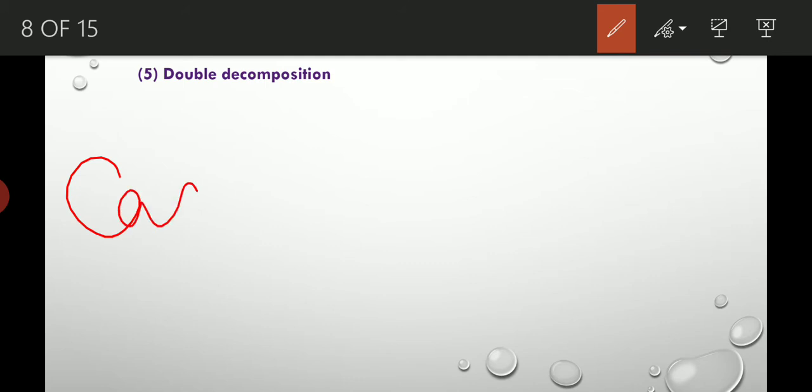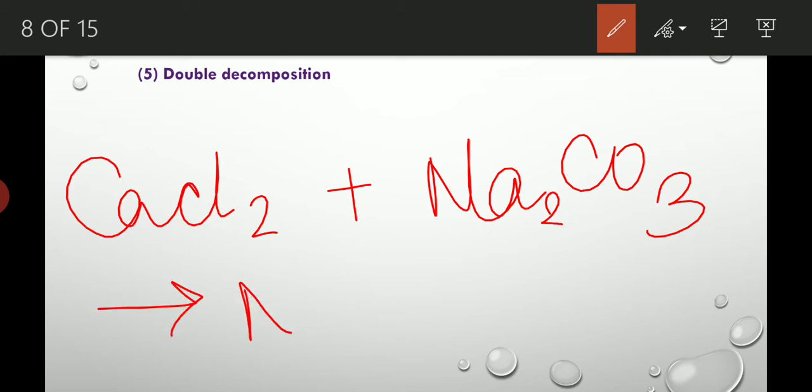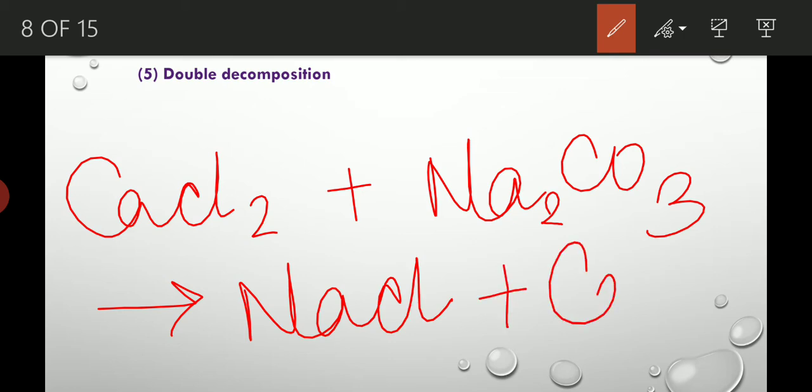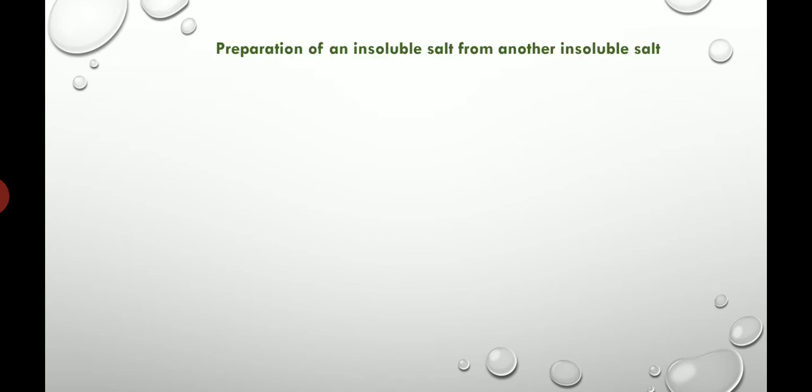Calcium chloride is a soluble salt. It is reacted with a solution of another soluble salt, sodium carbonate. Now it gives rise to sodium chloride, which we all know is a soluble salt, and one precipitate of insoluble salt, that is calcium carbonate. Calcium carbonate is the salt which is insoluble, that means it will give a PPT. Clear? Now we will see how we can prepare an insoluble salt from another insoluble salt.